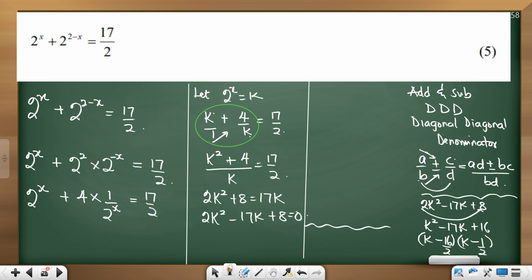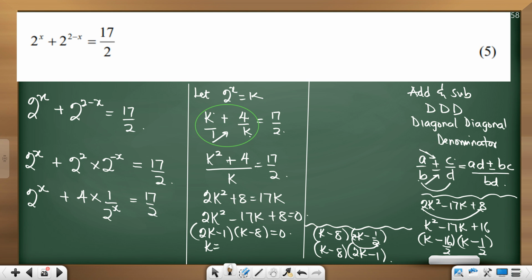k minus 8, right? 16 divided by 2. When you use this method, guys, you don't want to have a fraction here. So this becomes k minus 8. You bring these 2 over here. 2k minus 1. Probably I'll repeat this again in our next session. I am done factorizing, guys.